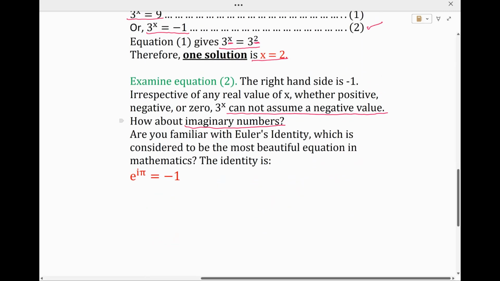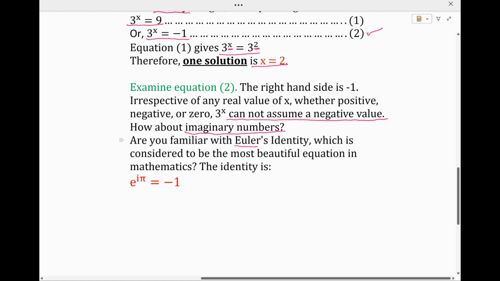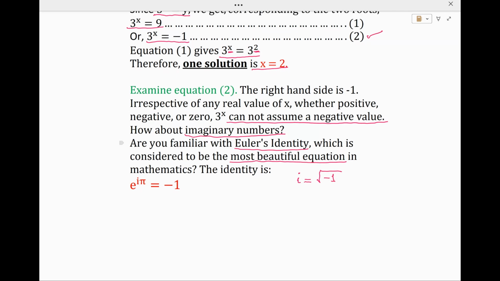Are you familiar with Euler's identity, which is considered to be the most beautiful equation in mathematics? The identity is e to the power of i pi is equal to minus 1. Remember, i is equal to square root of negative 1. This you must have known from your study of complex numbers.